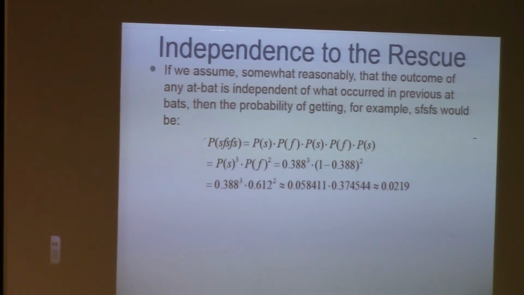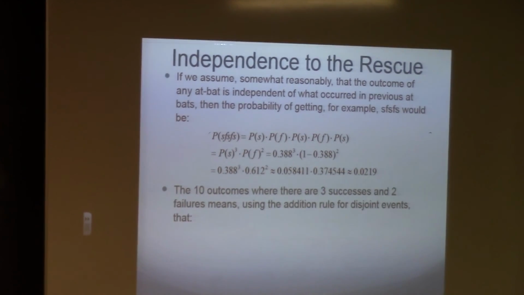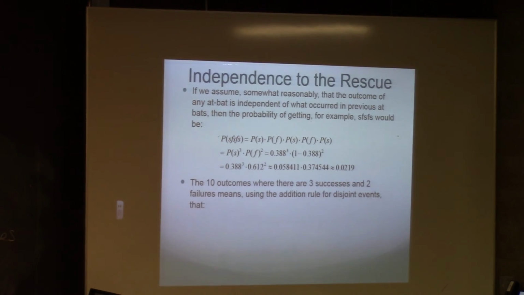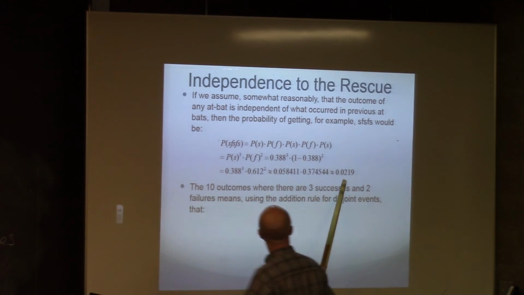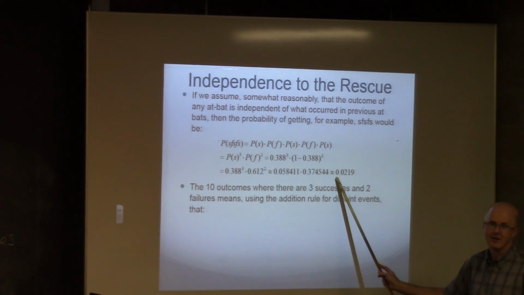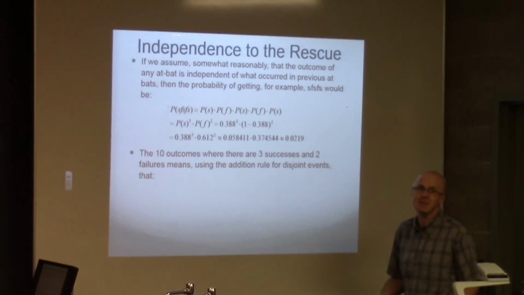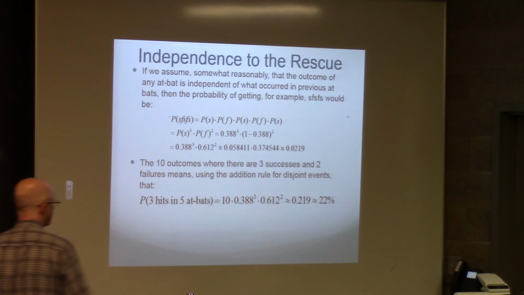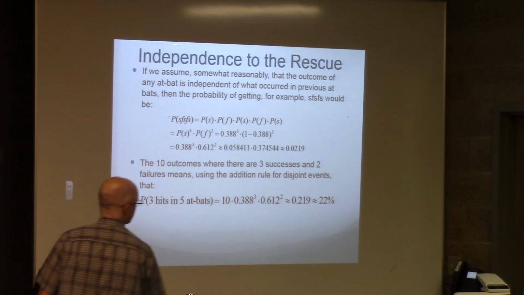However, that's not the same as the probability of getting 3 hits. Because 3 hits can occur in 10 different ways, there are 10 outcomes with 3 successes and 2 failures. So you actually have to use the addition rule to add this number to itself 10 times. That's the addition rule. Adding the same number to itself 10 times is the same as multiplying that number by 10. So in fact, our assessment of the probability of getting 3 hits in 5 at-bats is 10 times 0.0219, which is 0.219, or about 22%.